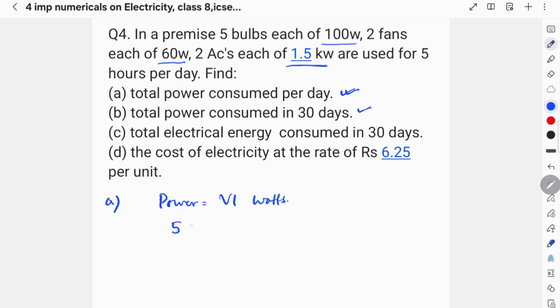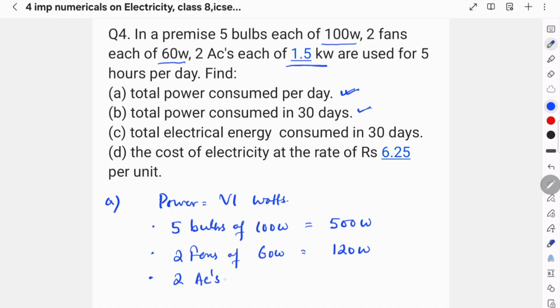So now see, we have 5 bulbs of 100 watt. So this becomes 500 watt. Now second, we have 2 fans of 60 watt. So the total wattage becomes 2 times 60, 120 watt. Now we have 2 ACs of 1.5 kilowatt. So 2 ACs, 1.5 kilowatt into 2, it will become 3 kilowatt.